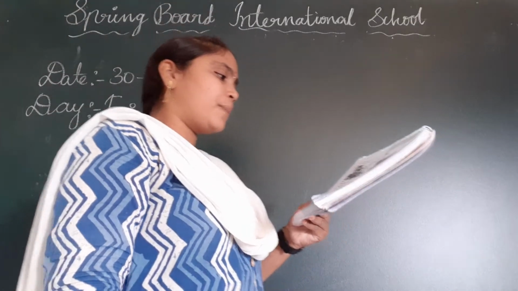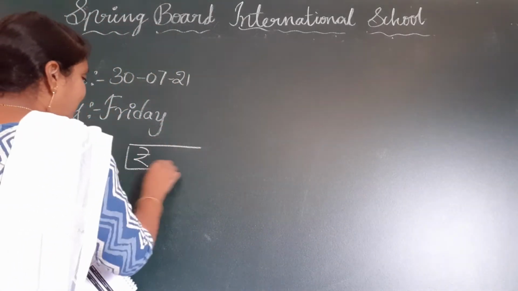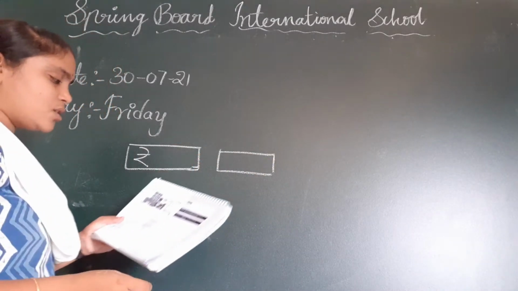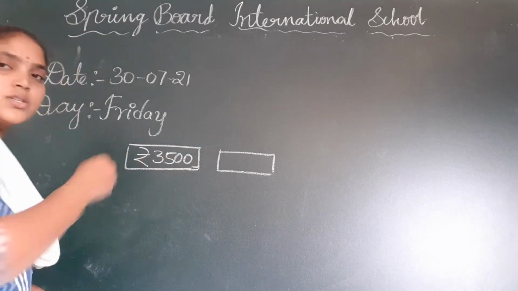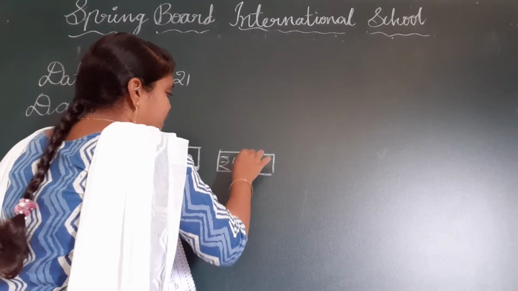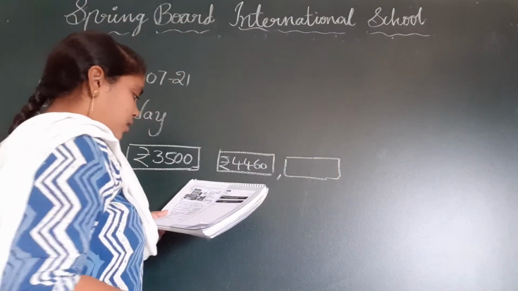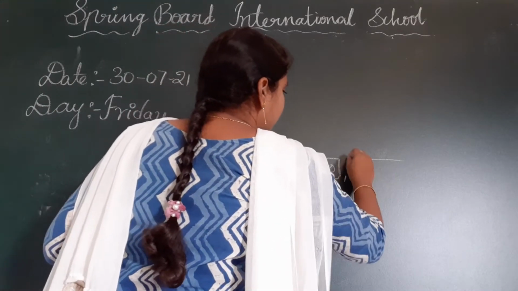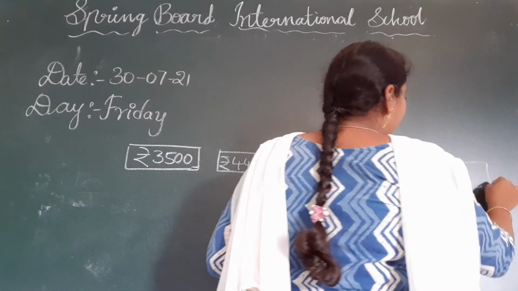Next, arrange the prices from the lowest to highest. Now we have to arrange these prices from lowest to highest. So which one is the lowest price, children? 3500 is the lowest price. So write first 3500 and then 4460. Next, 7900. So this is the next lowest price. Here you have to arrange the prices from lowest to highest.